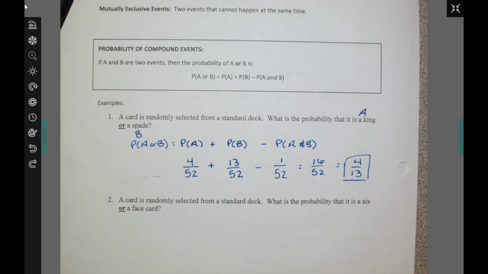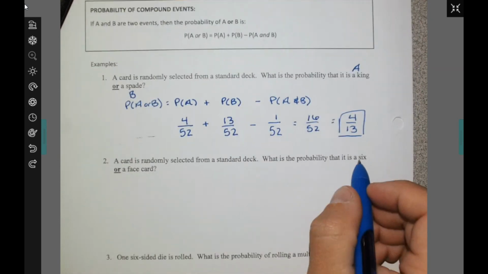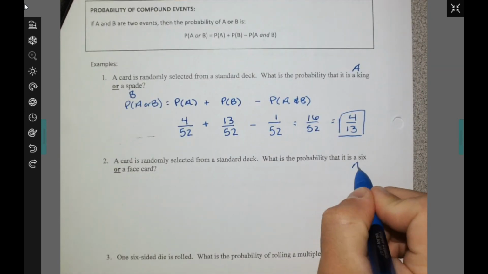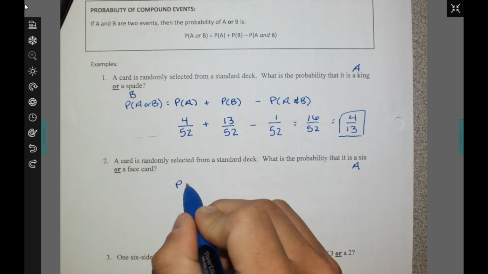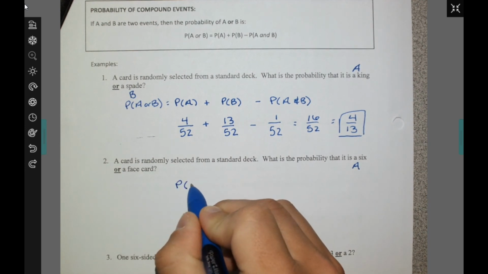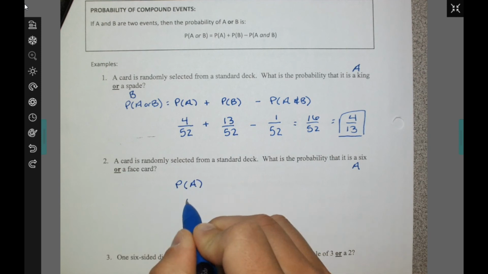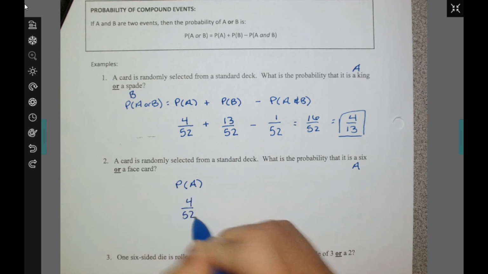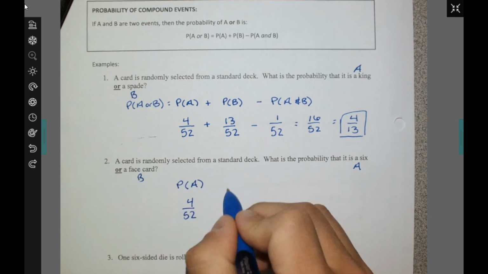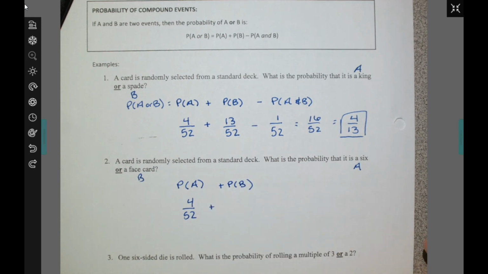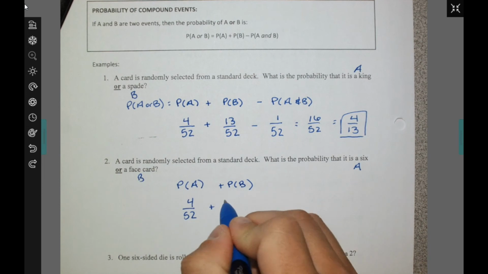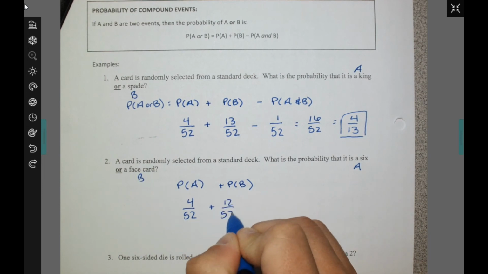For number 2, go through the same scenario. Go ahead and label them. So probability of a 6. So here's my A. The probability of getting a 6 from a deck of cards is going to be 4 out of 52. And then event B is a face card. So in a deck of cards, there are 3 face cards per suit. There's 4 suits, so there's 12 face cards.